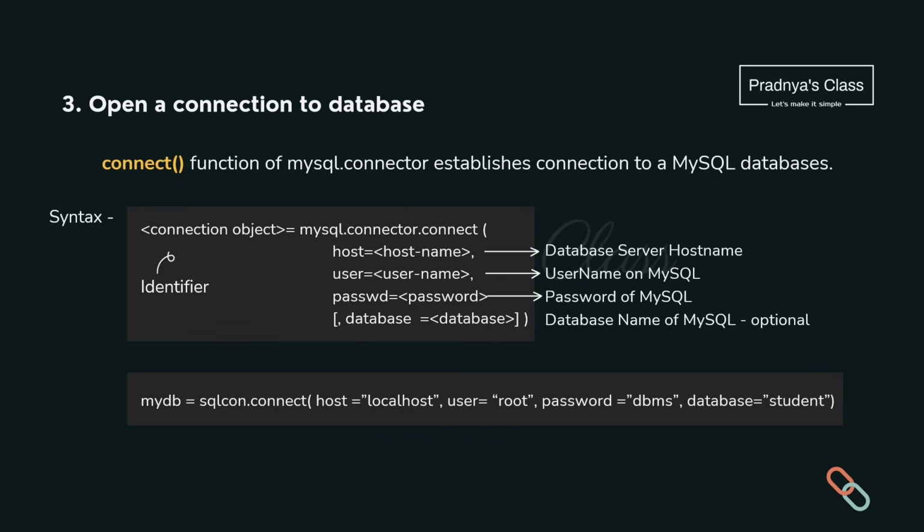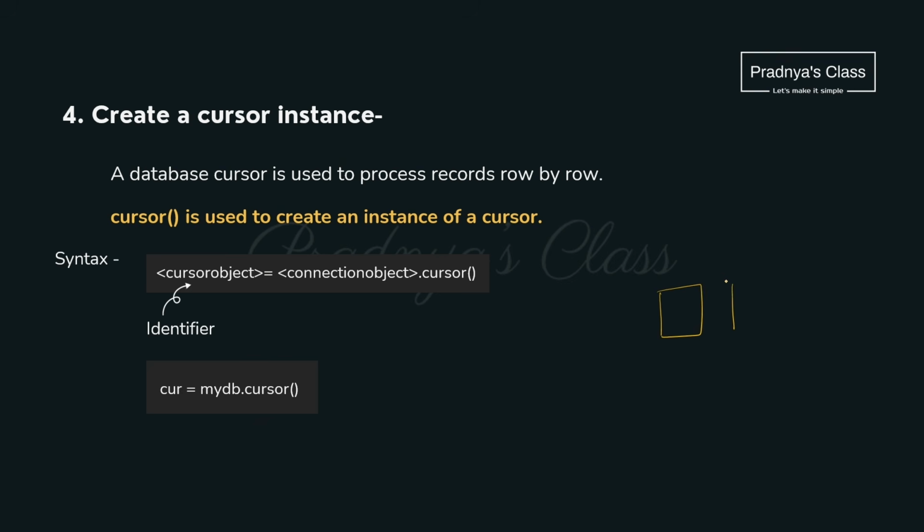So with the connect function we will be creating one connection object. This is nothing but an identifier. Let's give some name to it, that is MyDB. With that step the connection got established between Python and MySQL.